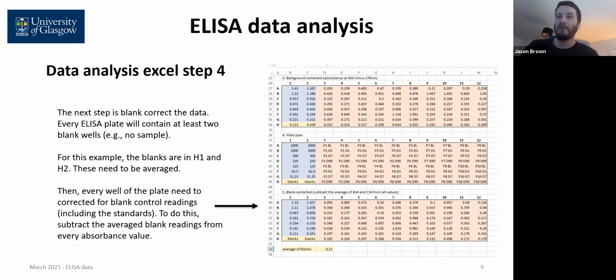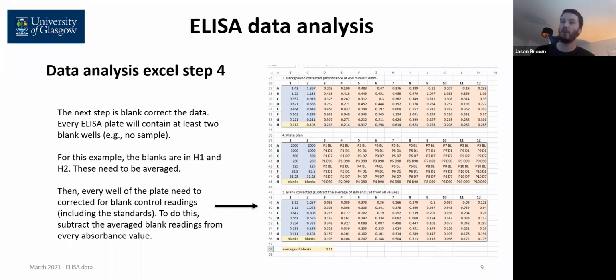So this is the next step. Once you've color coded your plate plans, and essentially when you know what is in each well, then you're able to proceed and blank correct your values. So we've already background corrected the values using the absorbance values at 570. So that is important to do first. We also need to blank correct them.